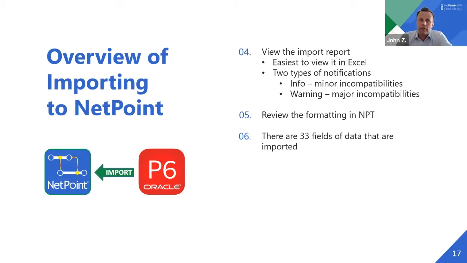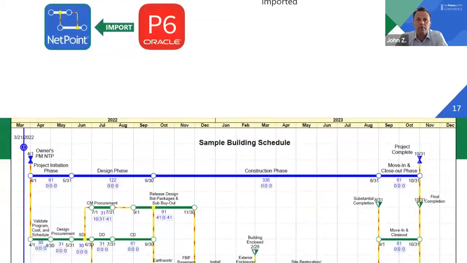And then step 5 is kind of obvious, but you need to review the formatting in NetPoint, and we'll show a couple of examples of how that looks. And then lastly, just for info, there are 33 fields of data that go in that direction, which makes me wonder which 4 are not going over when you export, but I don't know.